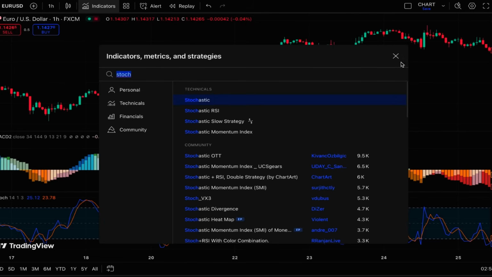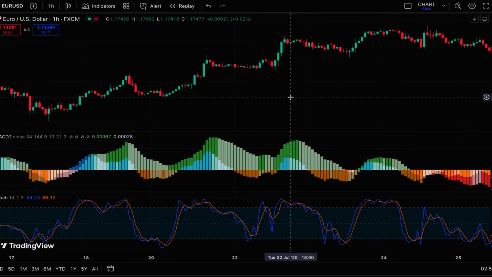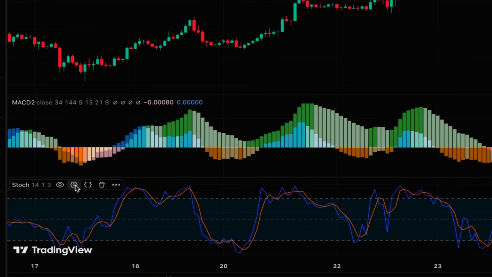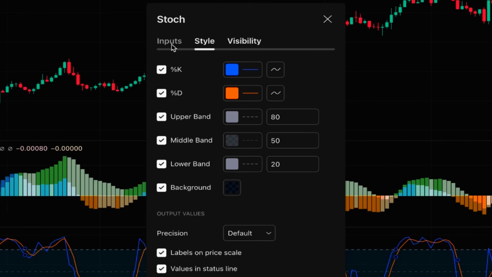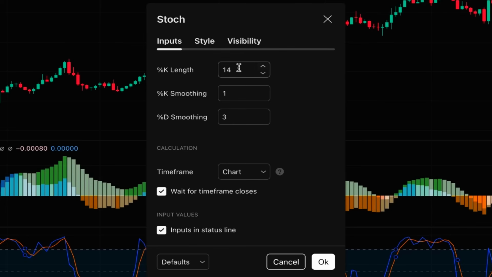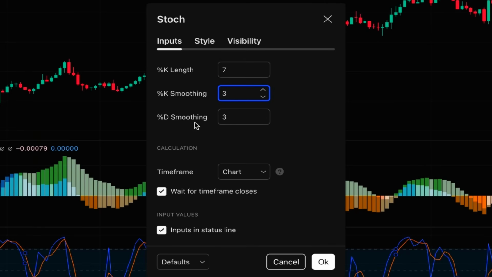And for the stochastic oscillator, we also need to change its settings. So we go to the settings of the stochastic oscillator, and here in the inputs tab, for the K% length, we set it at 7, and for K% smoothing, we set it at 3, and for D% smoothing, 3 is okay.